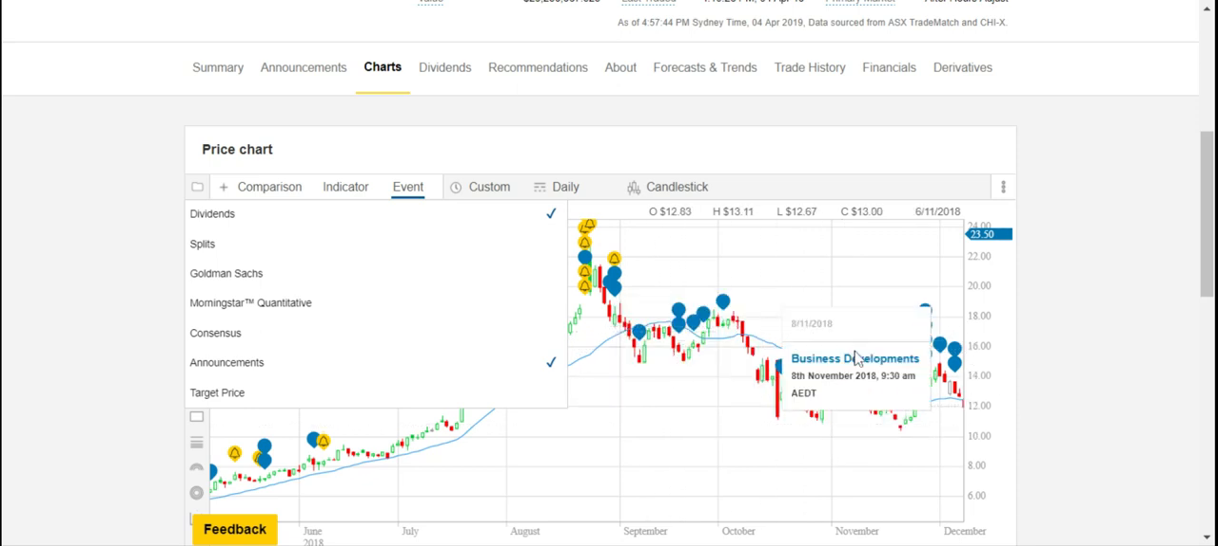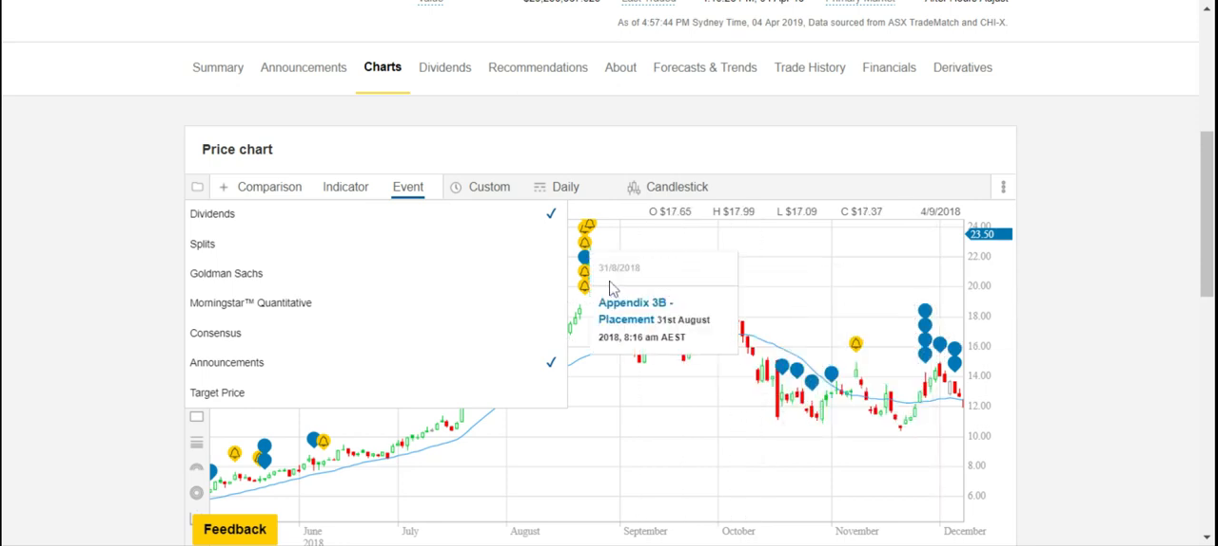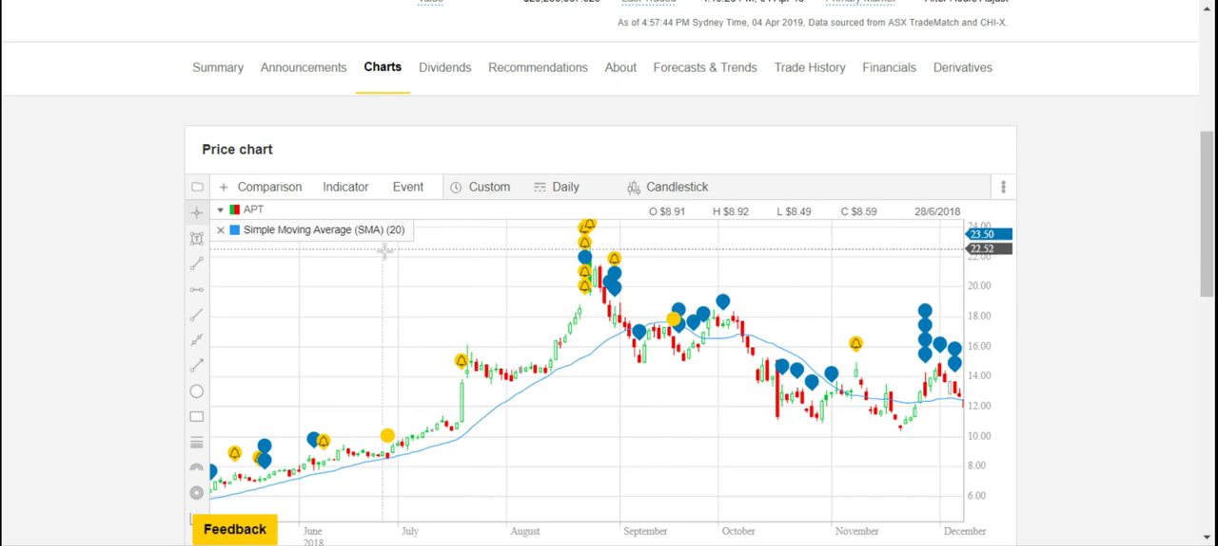But you can see if you mouse over any of them, you can click on that, and again, it'll take you to the PDF document where you can read more about what that announcement was. So I'll turn that off for now. I'll get rid of the dividends ones for now.